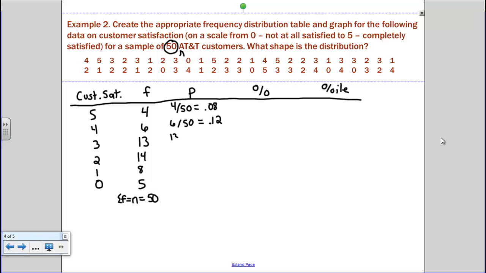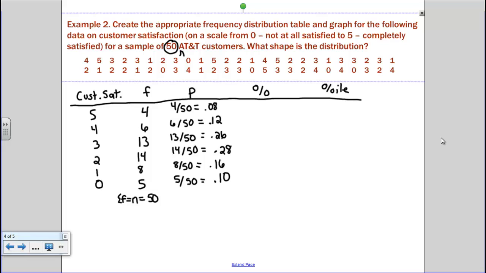Moving on down, 13 out of 50 rated themselves with a 3 for customer satisfaction, representing a proportion of 0.26. 14 out of 50 rated themselves as a 2 for customer satisfaction, giving me a proportion of 0.28. 8 out of 50 rated themselves as a 1 for customer satisfaction, giving me a proportion of 0.16. And then 5 out of 50 rated themselves as not at all satisfied, or a 0, giving me a proportion of 0.10.